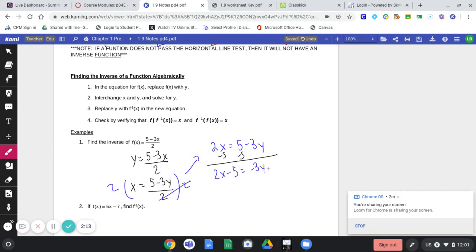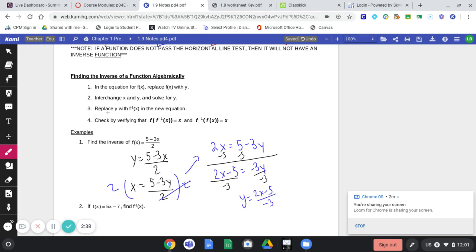And lastly, to get this y by itself, we need to get rid of the negative 3. So we're going to divide both sides by negative 3. So now we get y is equal to the quantity 2x minus 5 divided by negative 3. Now we have isolated our new y value.